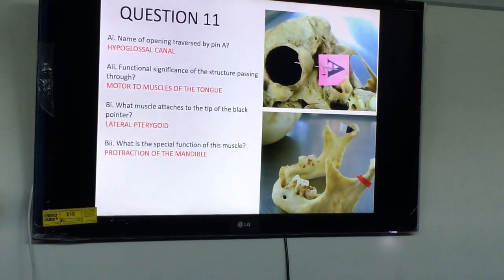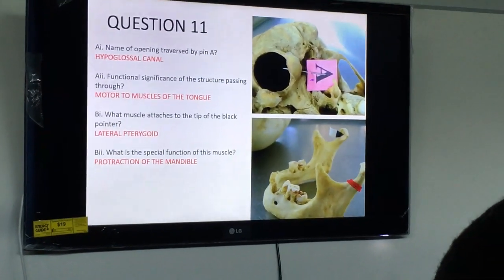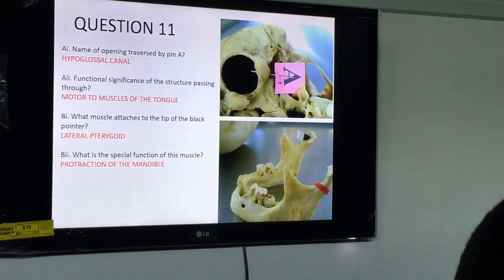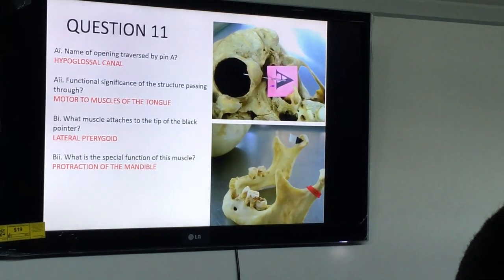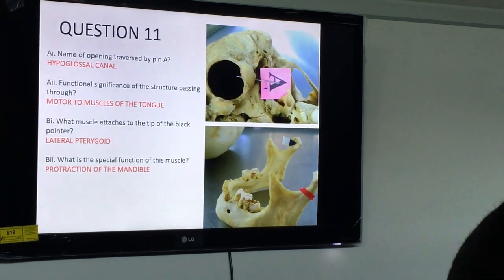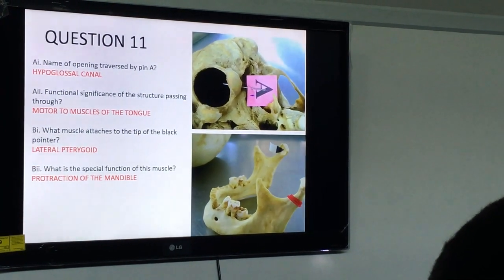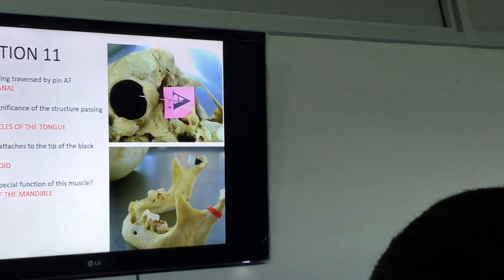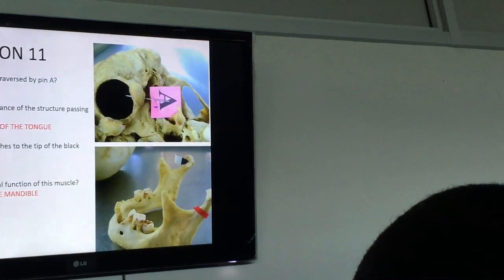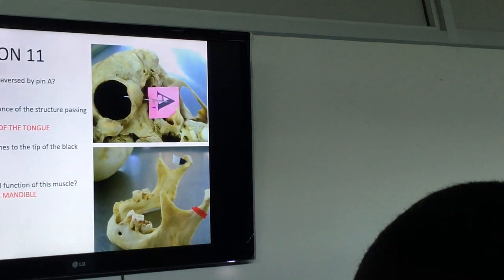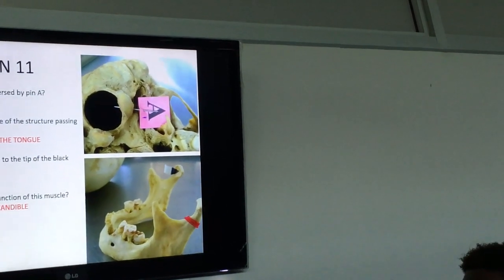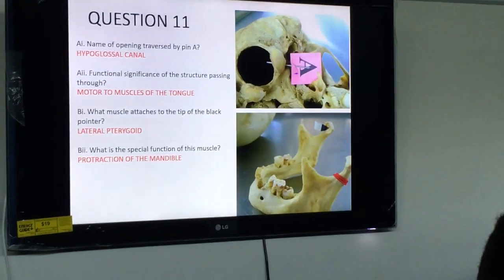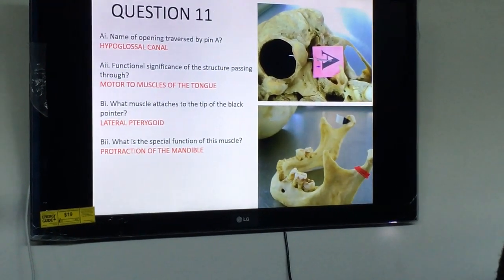Which muscle is attached to where that black arrow is? I think it's right, it's the lateral pterygoid, as you can see. You can call it the neck of the mandible or the pterygoid fossa or fovea. And that's where the lateral pterygoid attaches. Remember, the lateral pterygoid has a triple insertion, right? So the other two places would be the capsule of the TM joint and the articular disc.